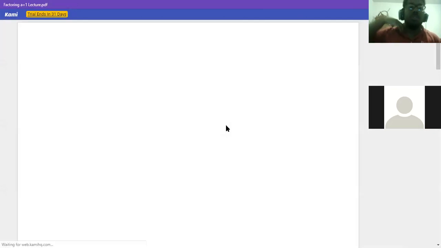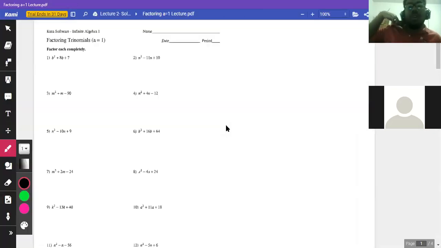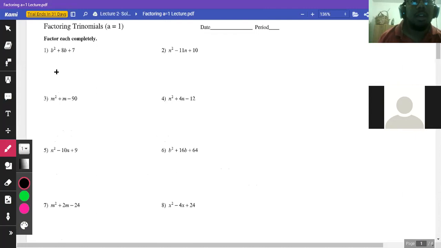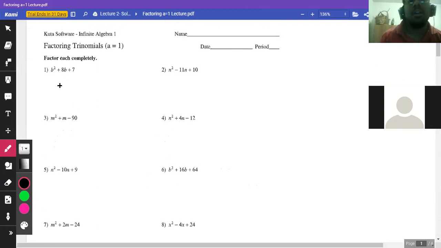So the next thing we're going to do is talk about factoring when we don't have a leading coefficient. In other words, how do I factor if I have 3 terms, like for example in number 1, b squared plus 8b plus 7, 3 terms. And out front, I don't have anything that I'm necessarily starting with. It's just b squared by itself. There's no 2b squared or 3b squared or anything like that.